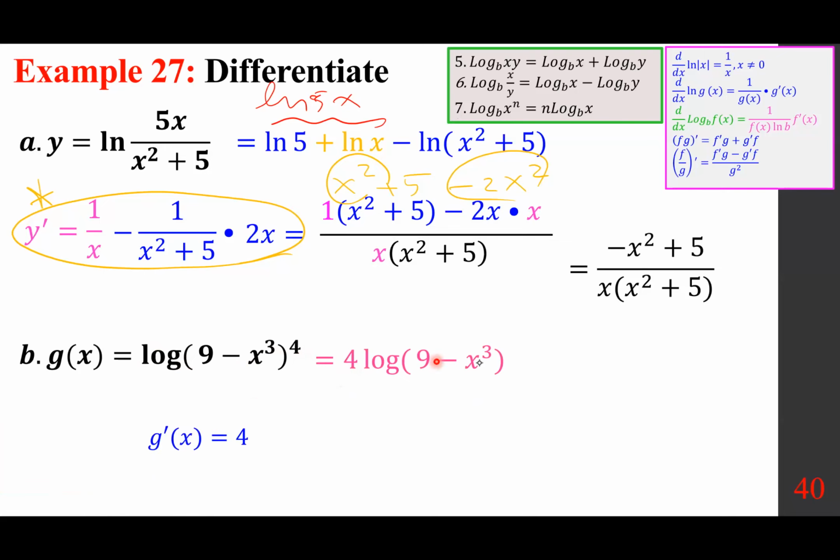Then since I'm dealing with log or natural log, it makes no difference. I'm going to flip this over first: 1 over 9 minus x cubed. Then I'm going to multiply by the derivative of the argument, minus 3x squared.